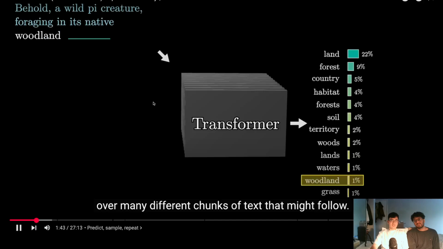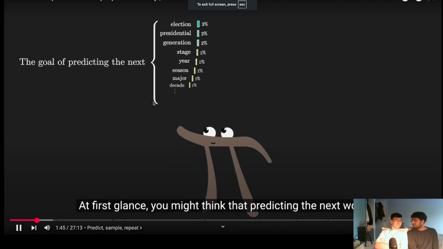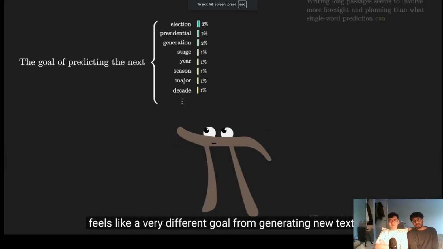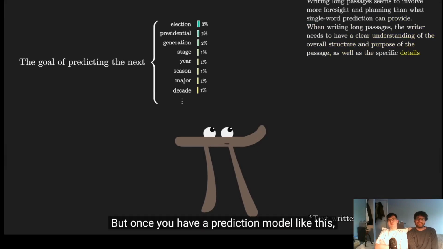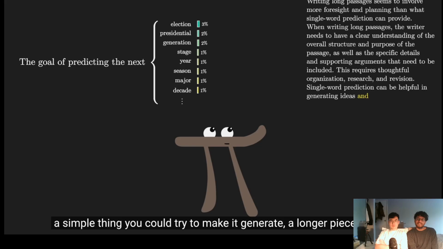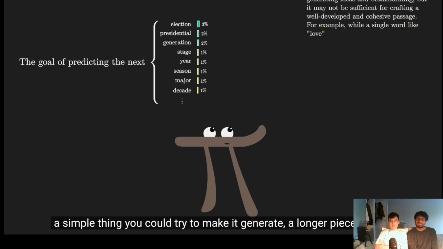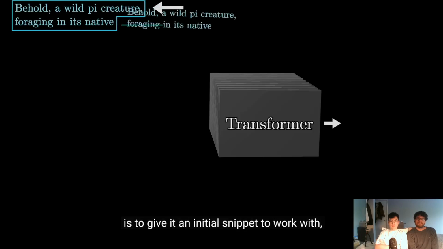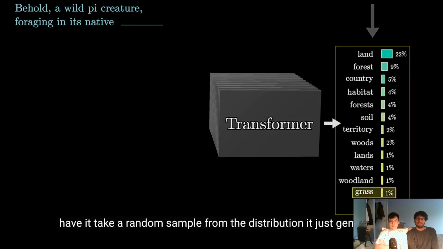And chunks of text that might follow. Transformers! You might think that predicting the next word feels like a very different goal from generating new text. But once you have a prediction model like this, a simple thing you could try to make it generate a longer piece of text is to give it an initial snippet to work with, have it take a random sample from the distribution it just generated.